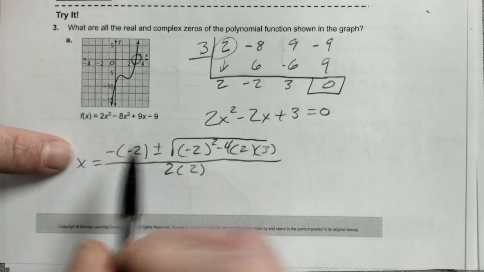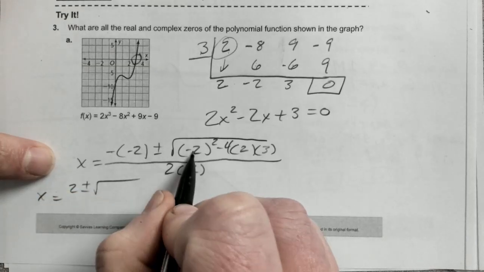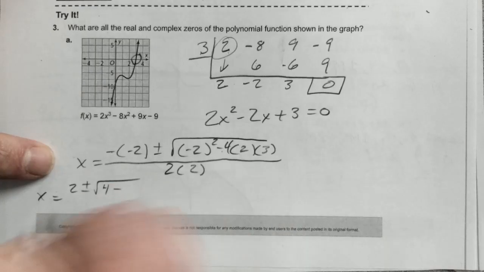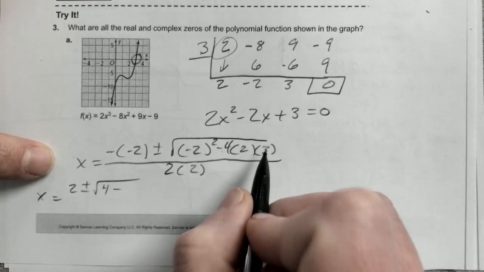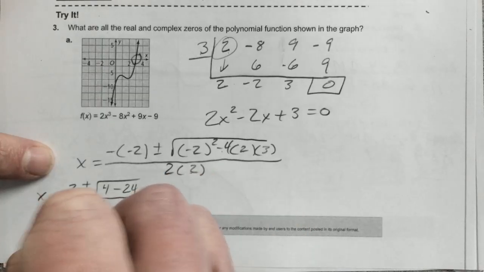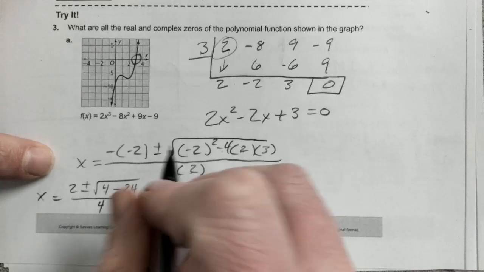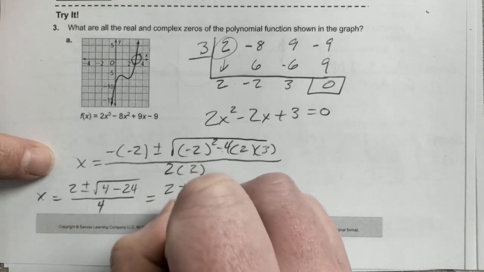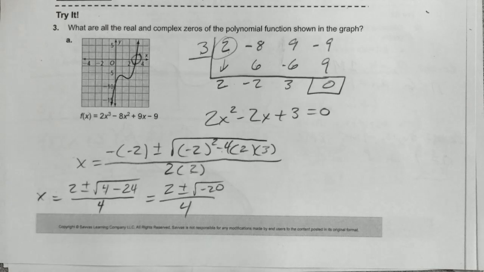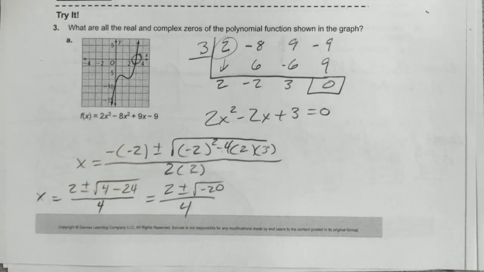Cleaning this up, the opposite of negative 2 is a positive 2, plus or minus the square root. Negative 2 squared is a positive 4. A negative times a positive is negative. 4 times 2 is 8, times 3 is 24, all divided by 2 times 2, which is 4. And 4 minus 24 is negative 20, so we get 2 plus or minus the square root of negative 20, all divided by 4. And if you want to use your calculator here, yes, I suggest that you do.